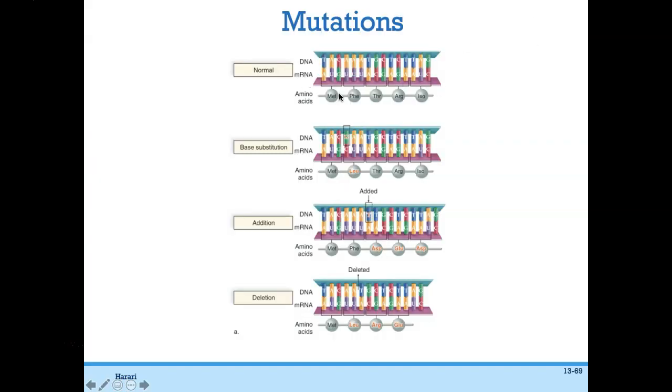So this is the normal sequence: methionine, phenylalanine, threonine, arginine, isoleucine. You can get a base substitution that causes a different amino acid to be put in. That's called a missense mutation. Or you could have a nucleotide added or deleted, which would shift the reading frame. These are two frameshift mutations, and that would actually be a lot worse because every subsequent amino acid would be switched compared to just one being switched.